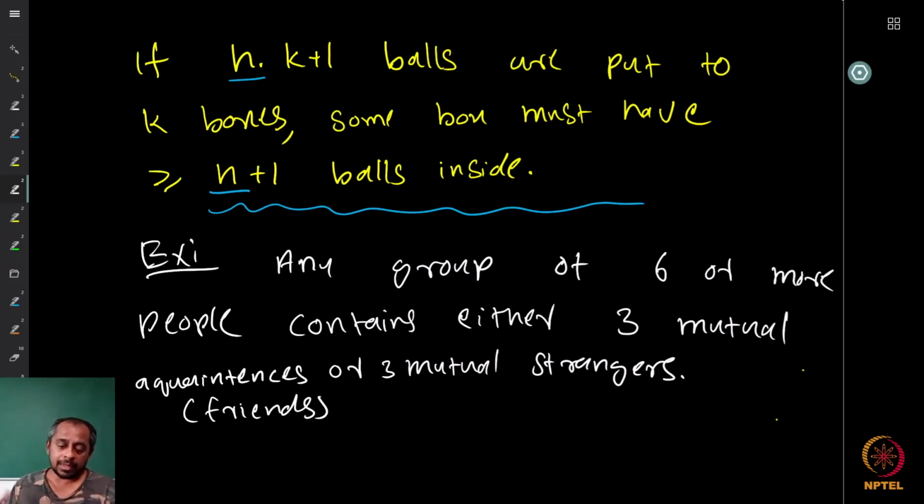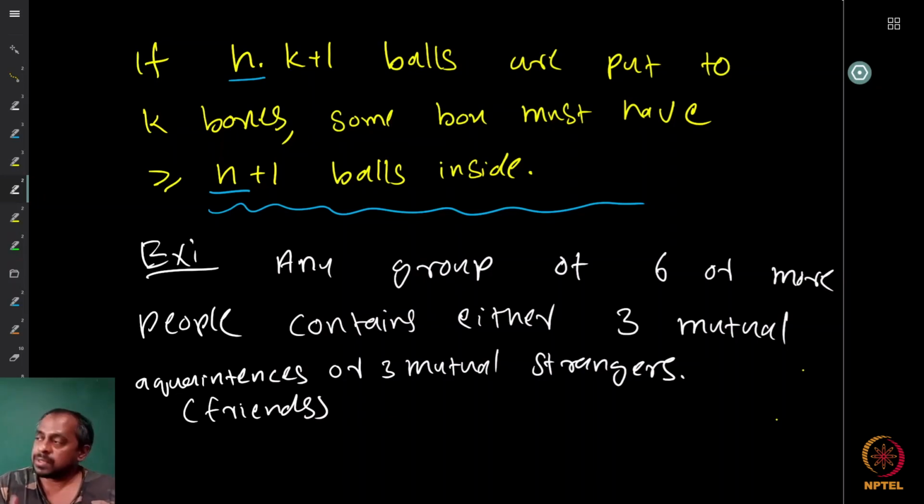Acquaintance means kind of a friend. If I meet you, but you are not really a friend or anything, then it's an acquaintance. But in short we will call them friends. So there are 3 mutual friends or 3 mutual strangers, and we want to prove this using the Pigeonhole principle. So how do you do this?